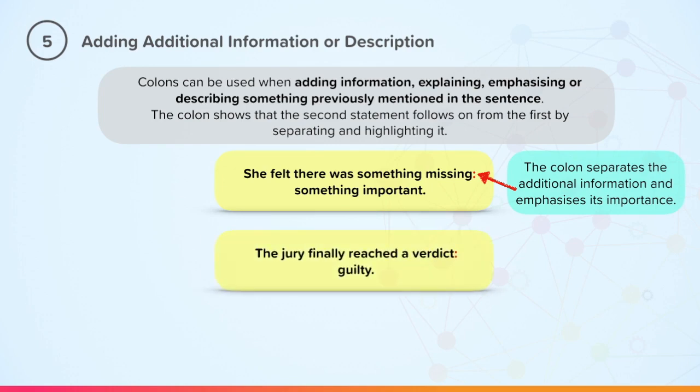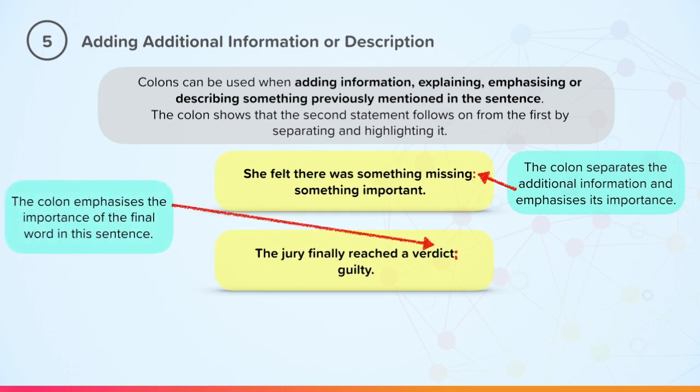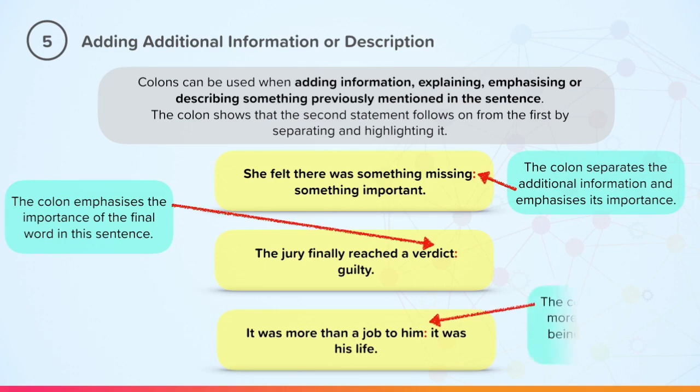The jury finally reached a verdict: guilty. The colon here emphasizes the importance of the final word in this sentence. It was more than a job to him: it was his life. The colon shows that more information is being added about his job.